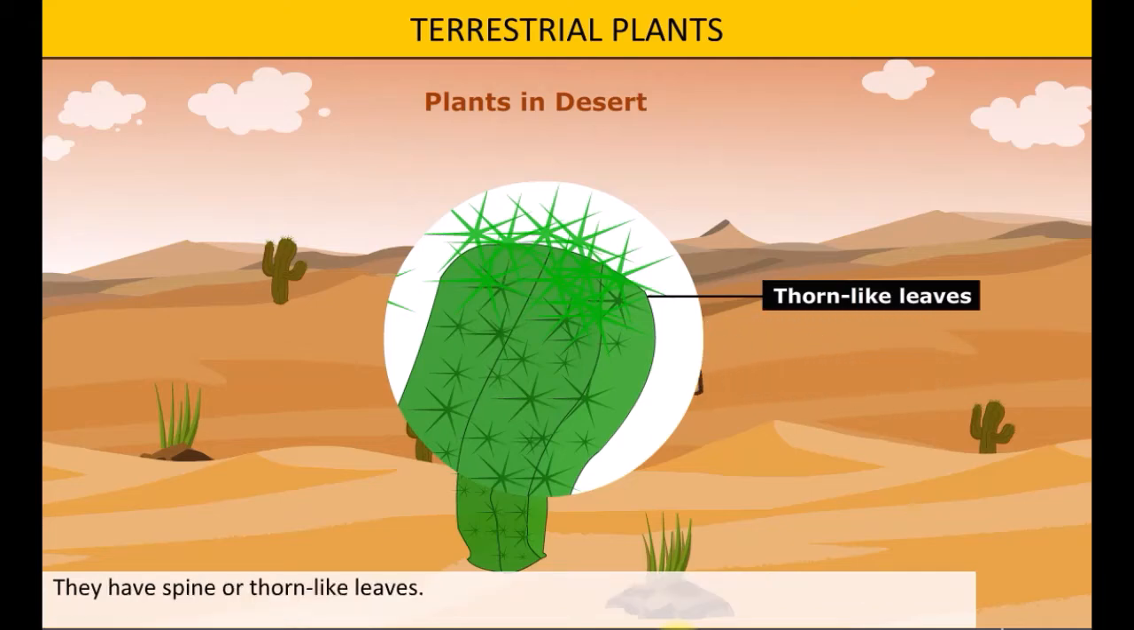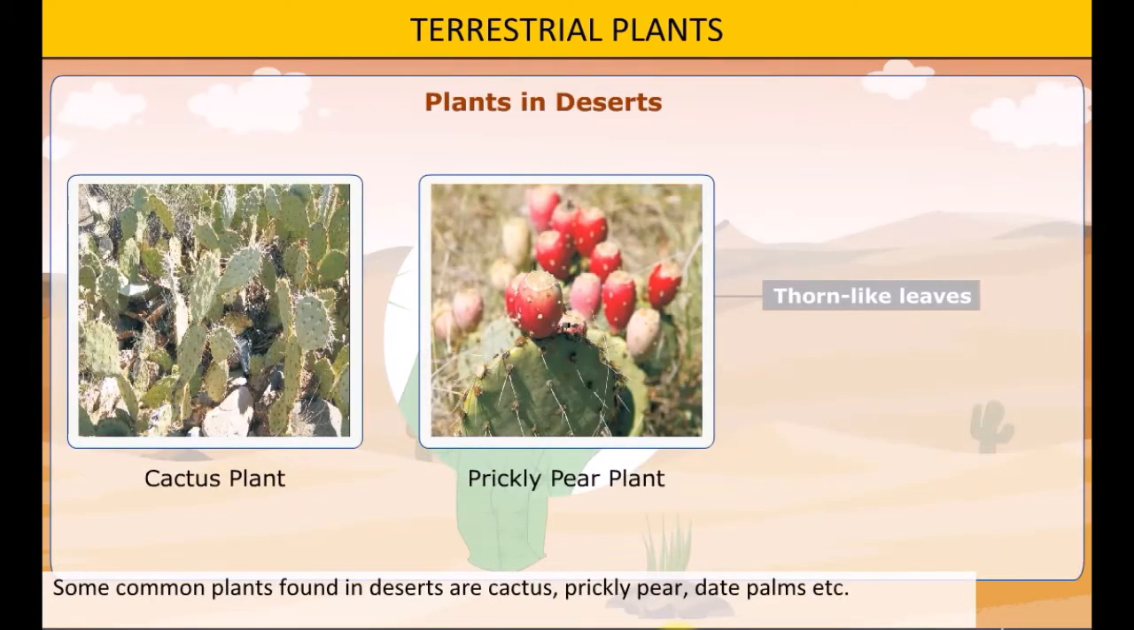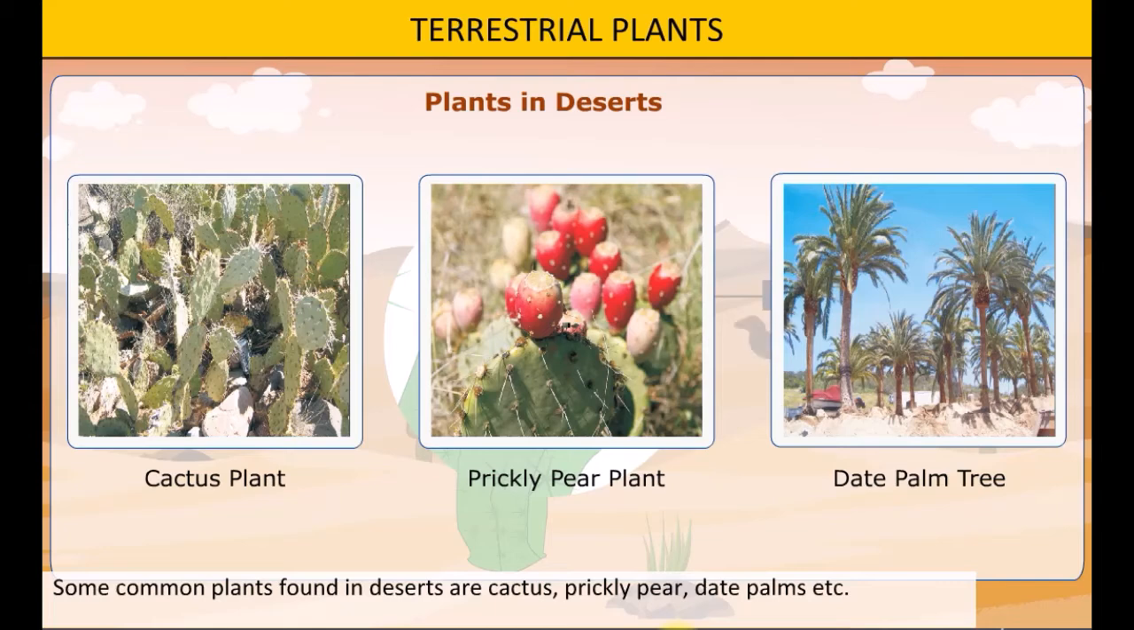They have spine or thorn-like leaves. They have thick and fleshy stems that can store water. They have long roots that go deep into the ground to absorb water. Some common plants found in deserts are cactus, prickly pear, date palms, etc.